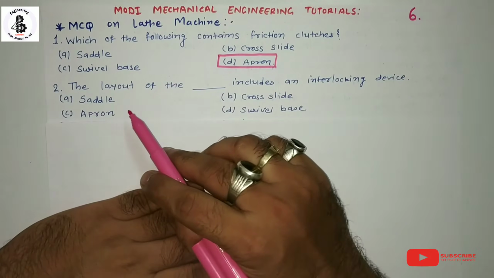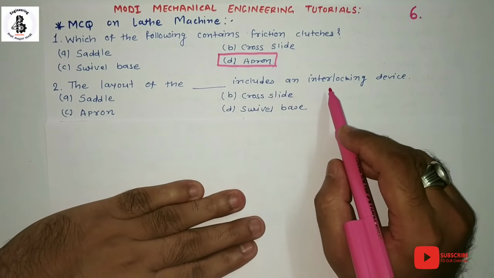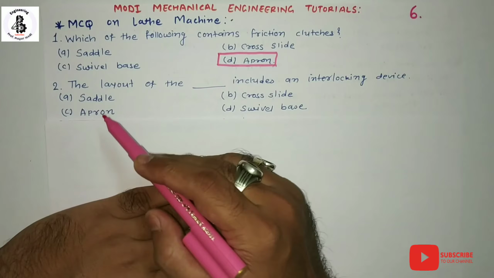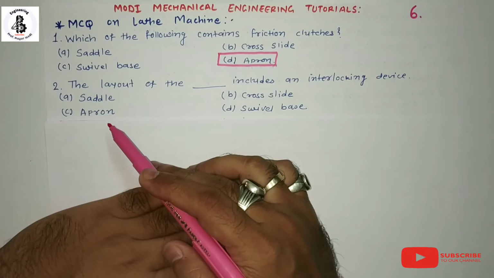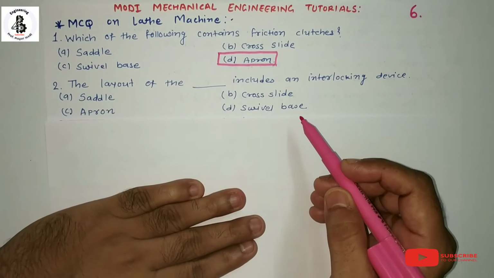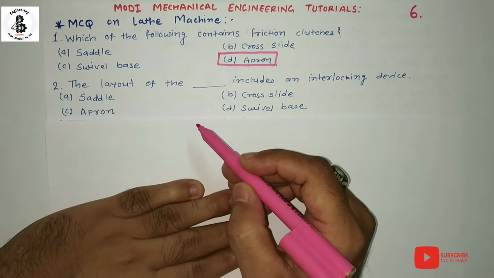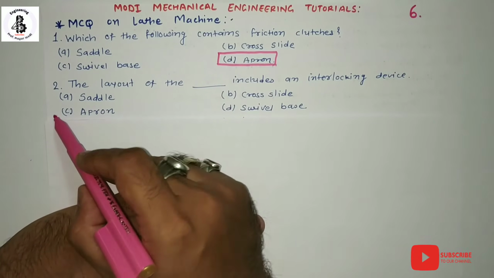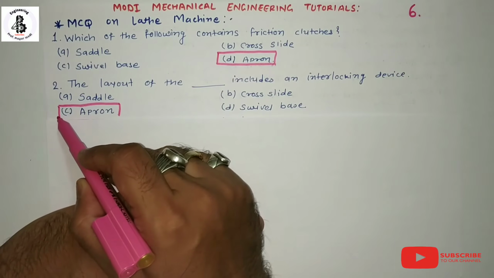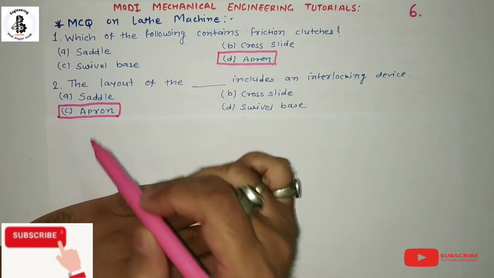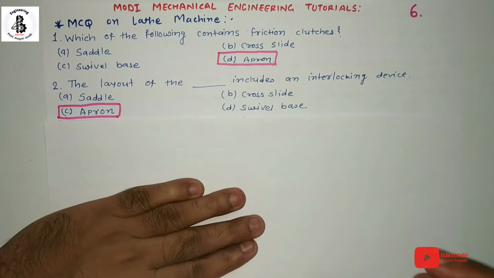Then next question. The layout of which includes an interlocking device? Option A, saddle. Option B, cross slide. Option C, apron. Option D, swivel base. So basically the layout of the apron includes an interlocking device. Once again, that is a characteristic, or you can say a function, of the apron mechanism. So the answer is apron.